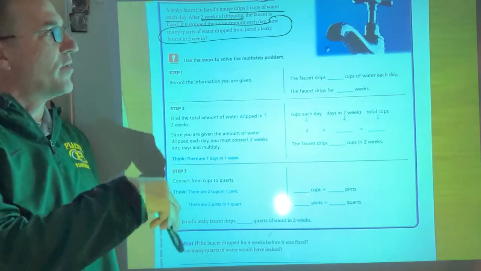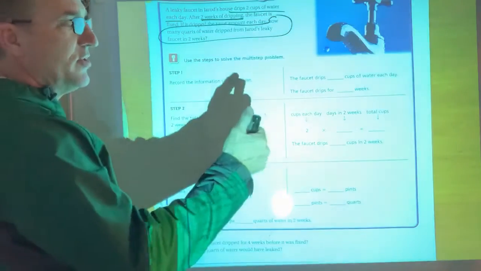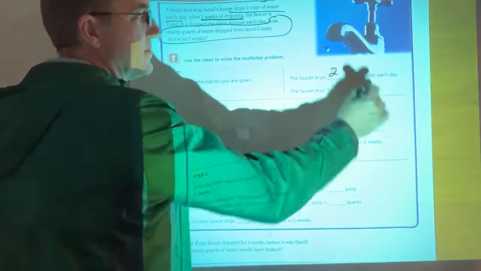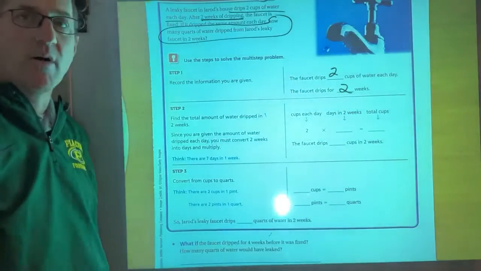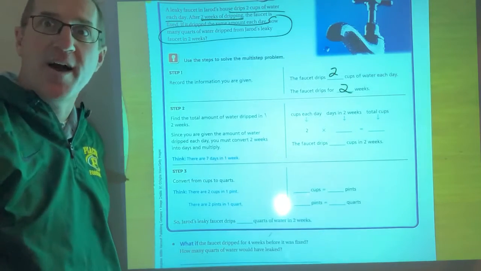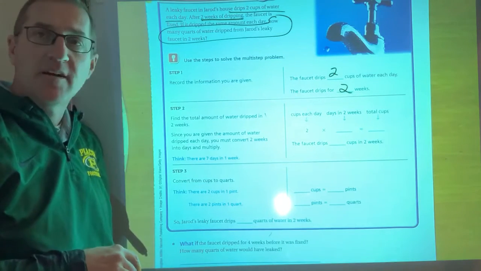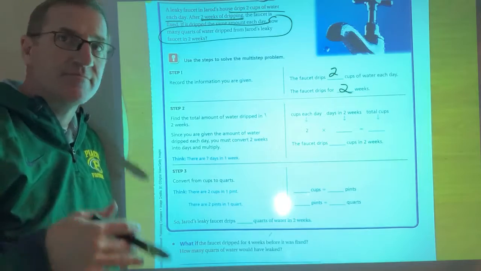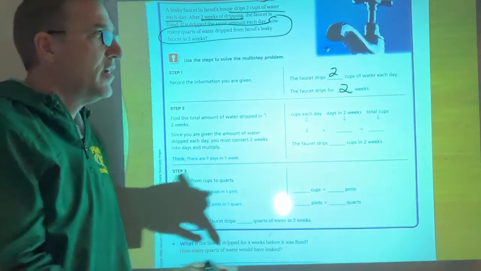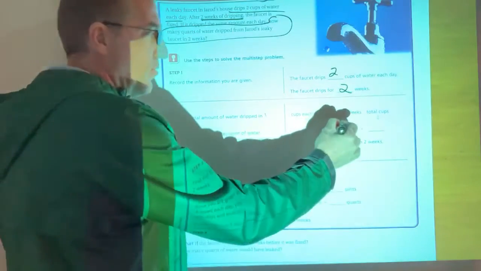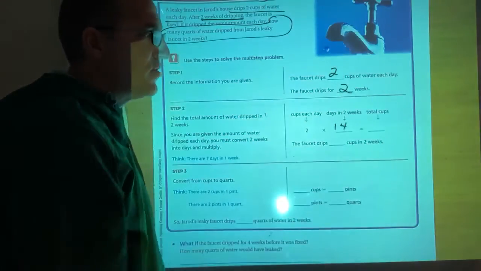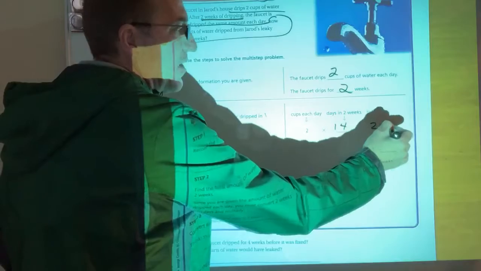So we're going to record the faucet drips 2 cups of water each day, and it drips for 2 weeks. So I've got to go from weeks to days, right? How many days in a week? You better know that one. That's 7. So days in 2 weeks is 2 times 7. 2 times 7 is 14, right? And 2 times 14, we're going to get 28.